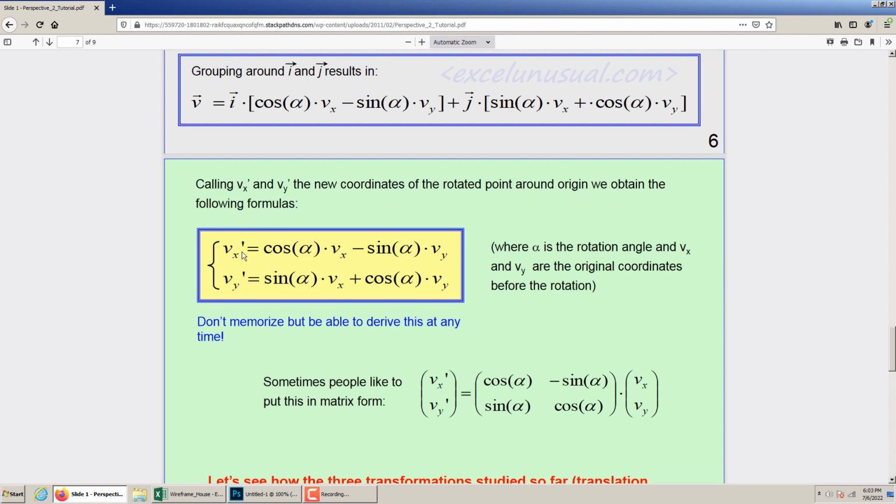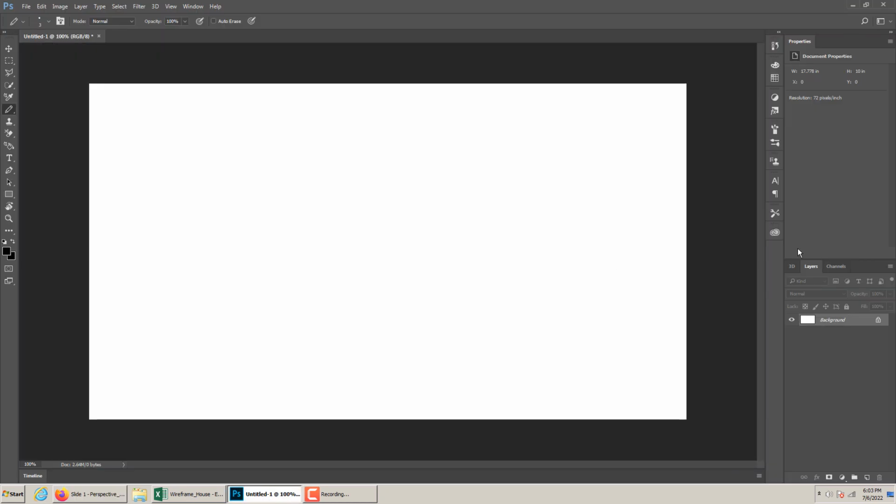So as a function of the old coordinates of a certain point, if you rotate a point keeping the distance to the origin constant, you get this formula. The new x and y components are a function of the old x and y components, and a function of the angle alpha of rotation.